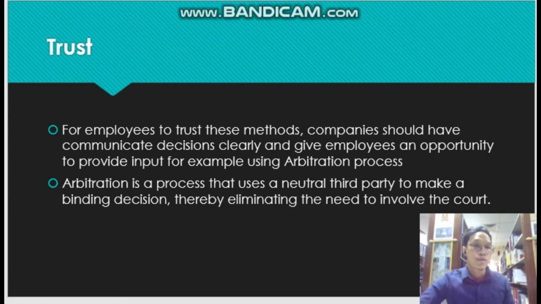So trust is needed for employees to trust these methods. Companies should communicate decisions clearly and give employees an opportunity to provide input, for example, using an arbitration process. Arbitration is a process that uses a neutral third party to make a binding decision, thereby eliminating the need to involve the court. So the next presenter is Muhammad Arif.